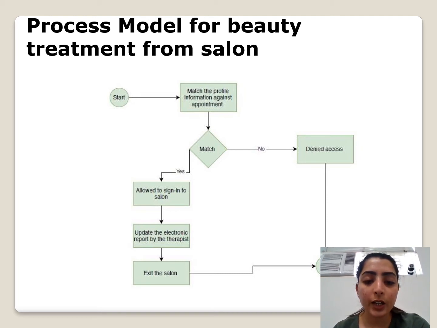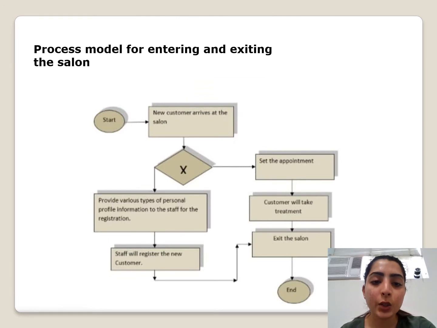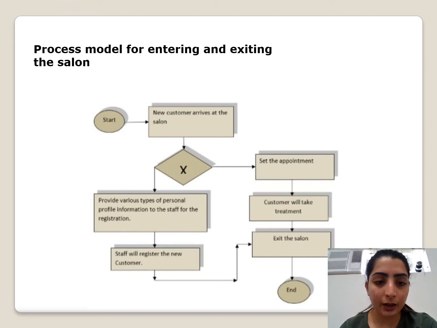The new customer has to give various details of himself. Once all the details are given to the staff, the registration process will take place. So this process model is for entering and exiting the salon. The process for entry and exit has procedures related to the electronic documentation for the customer. There are various procedures that take place before and after the treatment.